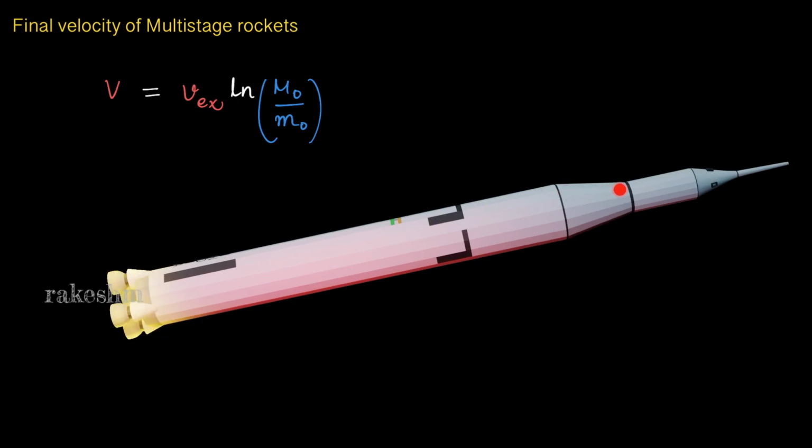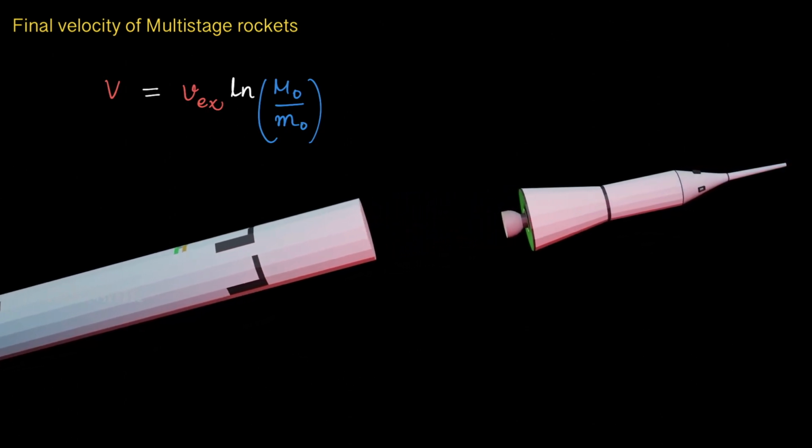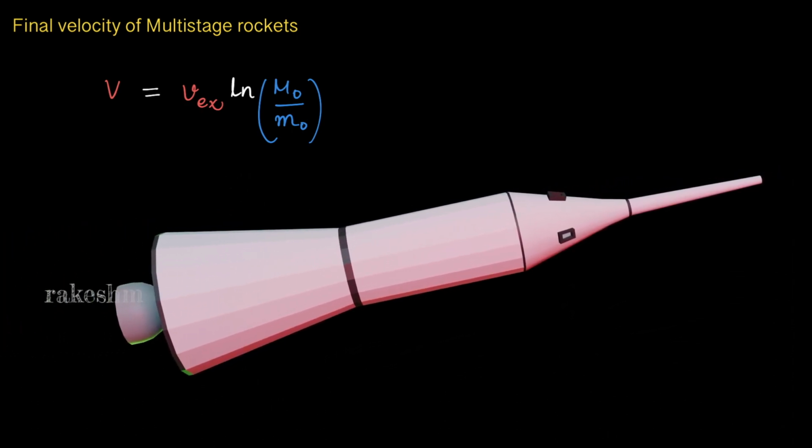Next, what happens? The fuel in this has to get used up, which means this structure is removed. Now this part of the rocket is moving with V exhaust ln capital M naught by small m naught. Now this engine fires up, and again we will use the same rocket equation to calculate the velocity. Due to this engine firing up, the velocity of this part of the rocket increases by V exhaust ln capital M1 by small m1. This capital M1 is the mass of the structure plus payload plus the fuel which is present inside.